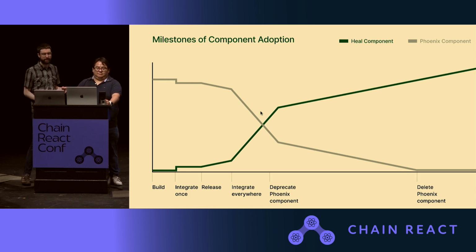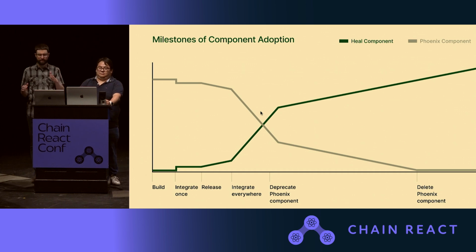We used a series of milestones to track the adoption, which you can see along the bottom here. We have: build the component, integrate once, release for GA, integrate everywhere, deprecate the Phoenix component equivalent, and then delete that once it's not being used anymore. So the lines on the graph here give an idea of how many of those instances of a Phoenix component and its Heal replacement would change throughout these milestones.